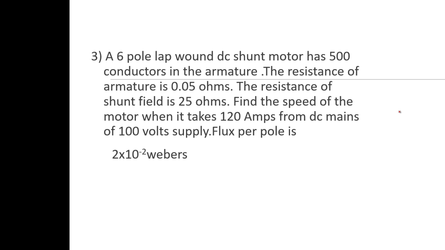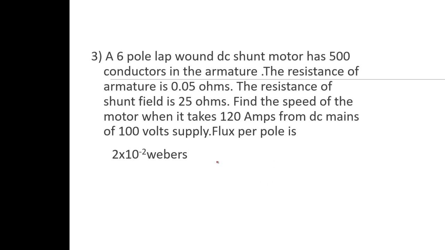A 6-pole lap wound DC shunt motor has 500 conductors in the armature, and the resistance of armature is 0.05 ohms, and the resistance of shunt field is 25 ohms. Find the speed of the motor when it takes 120 amps from DC mains of 100 volt supply. Then the flux per pole is 2 into 10 to the power of minus 2 Webers. So this is all the given part, and we have to find out the speed.